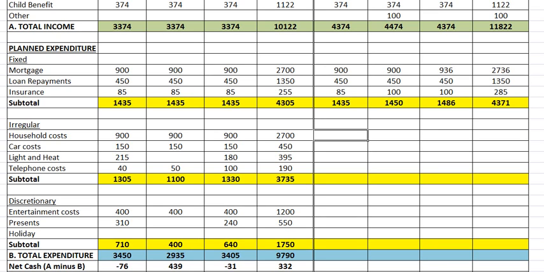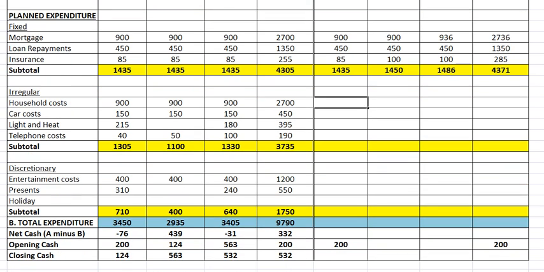Okay, moving on down to regular expenditure. Household costs will reduce by 9% per month from the 1st of July. So from the 1st of July, household costs are going to drop by 9% to 819 from 900, giving a total of 2457.